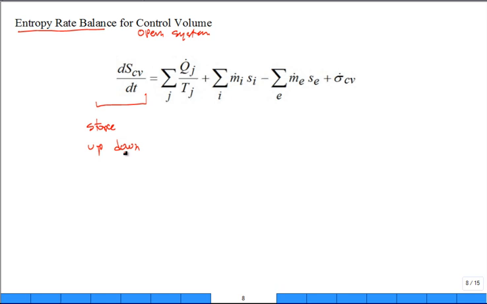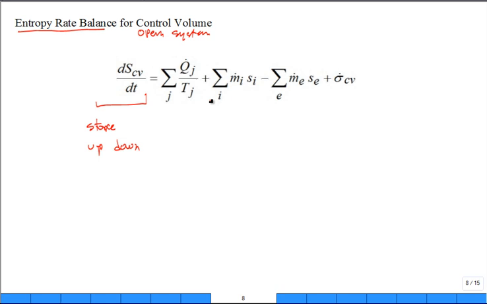What do these represent? These are all the rates of heat transfer coming in. This is the boundary temperature for each of those heat transfers. And so the entropy is coming in with that heat transfer. Now, if you have a heat transfer out, you'll have to have a negative Q dot, so that it's effectively transferring the entropy out with the heat.